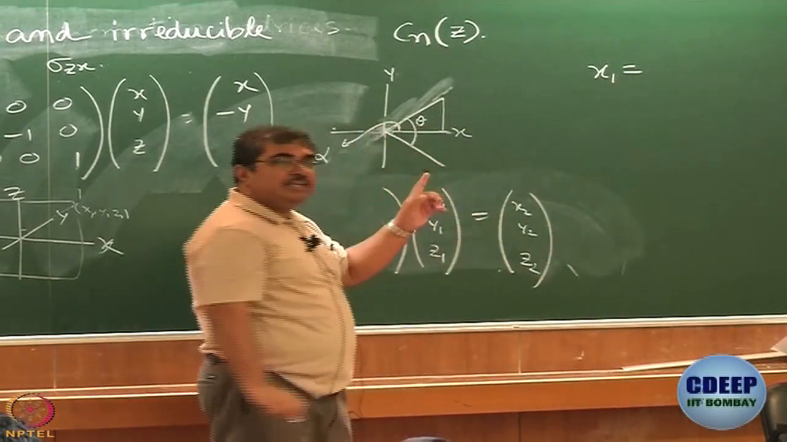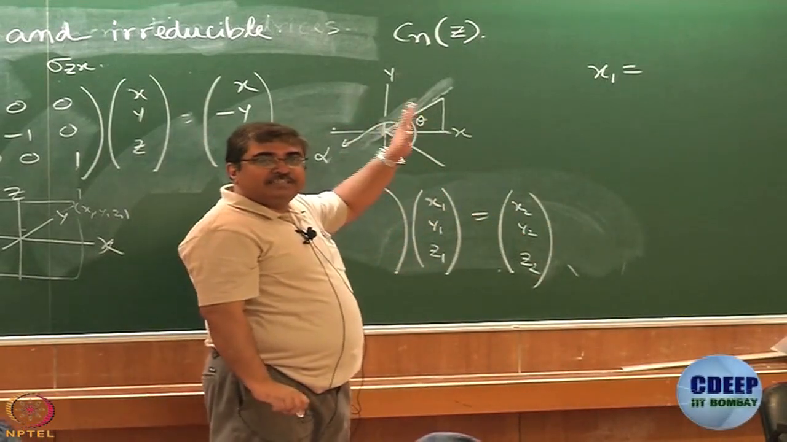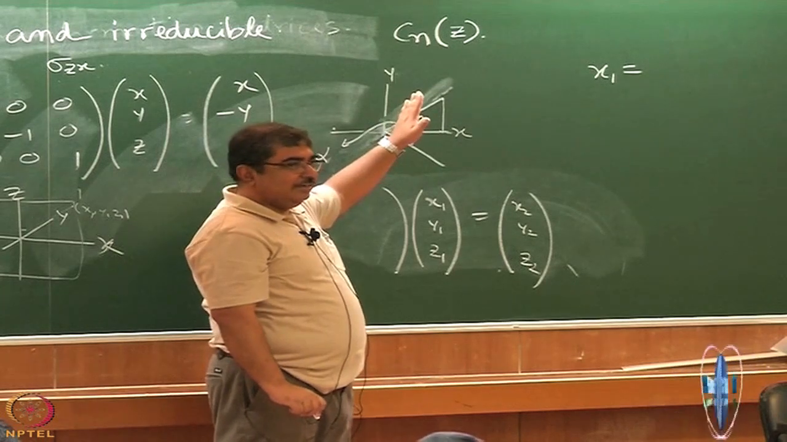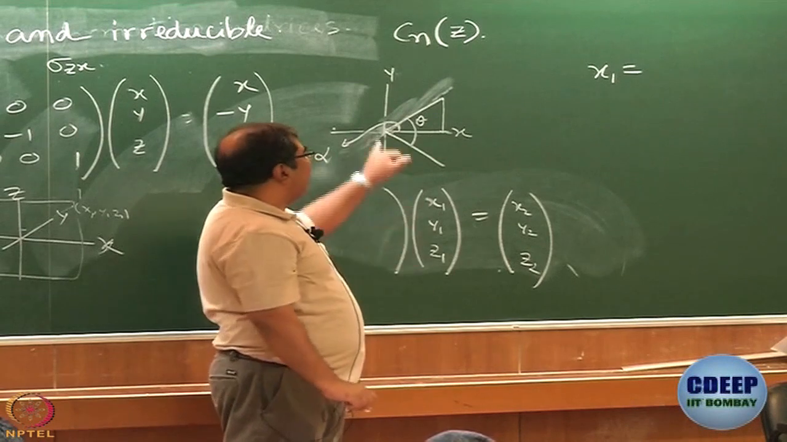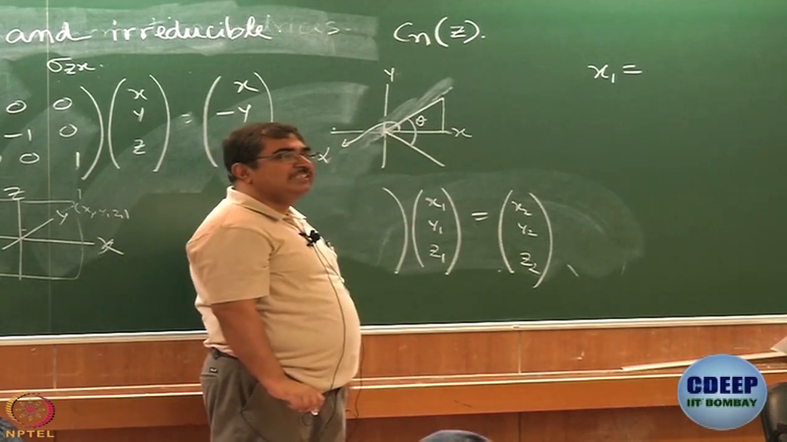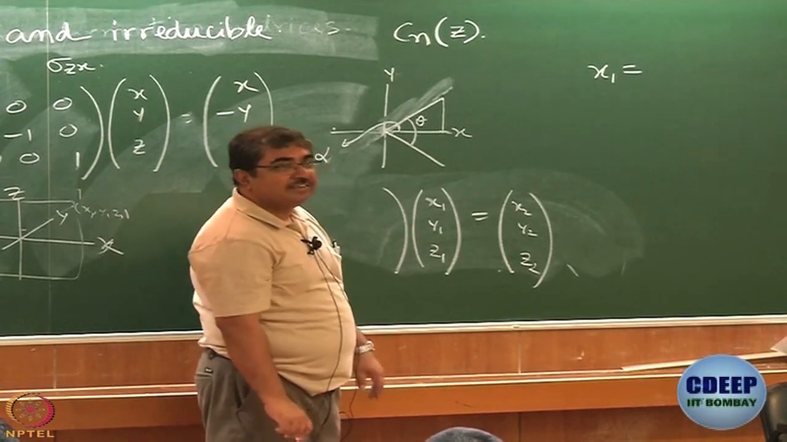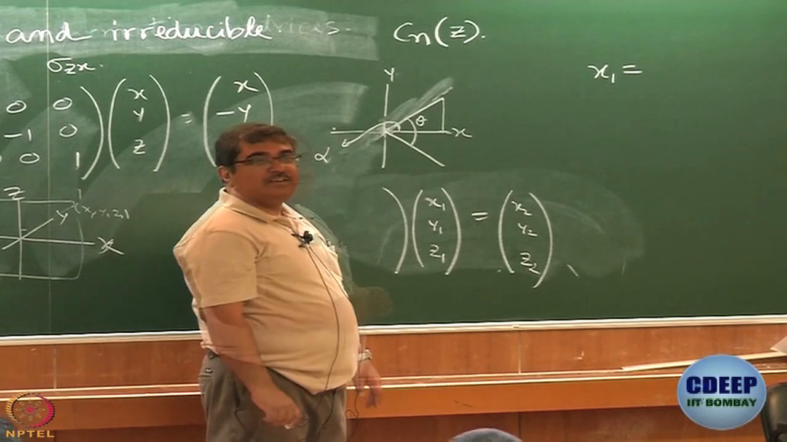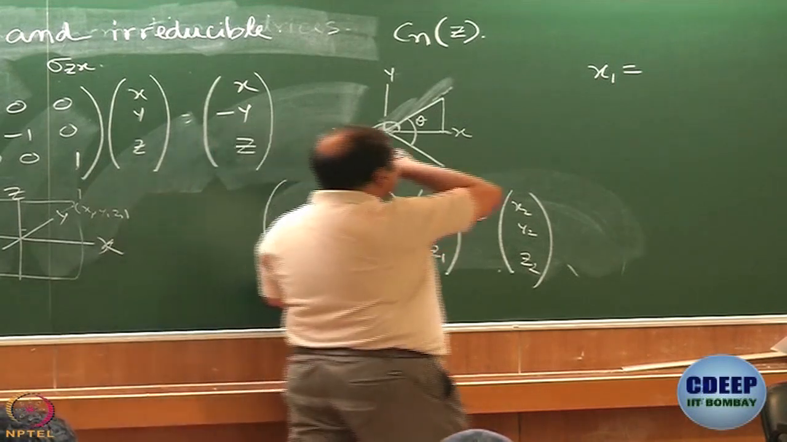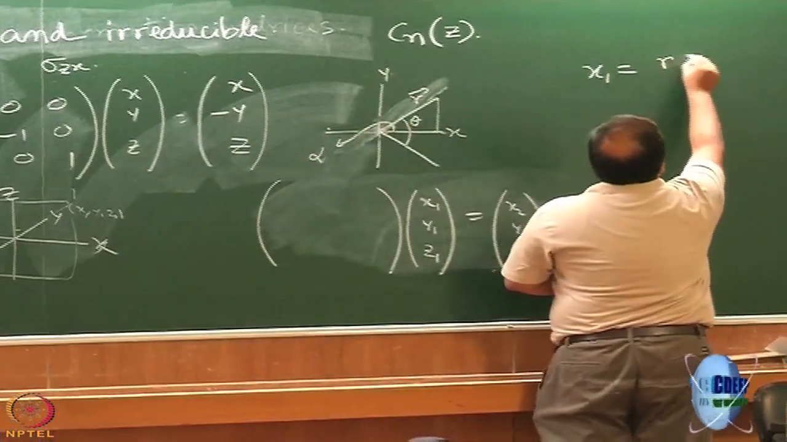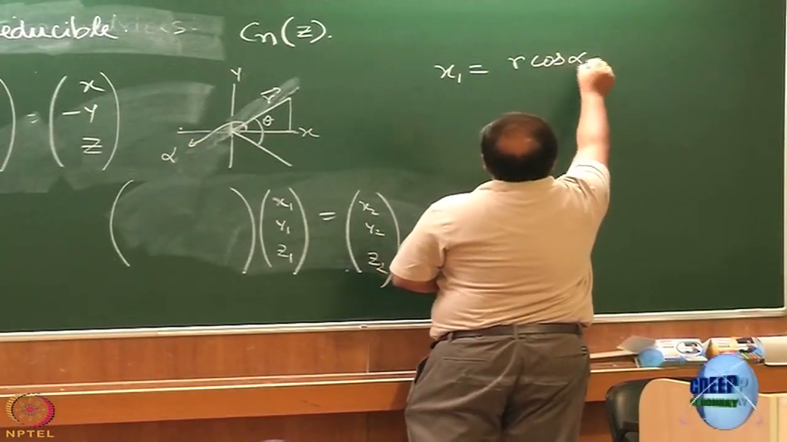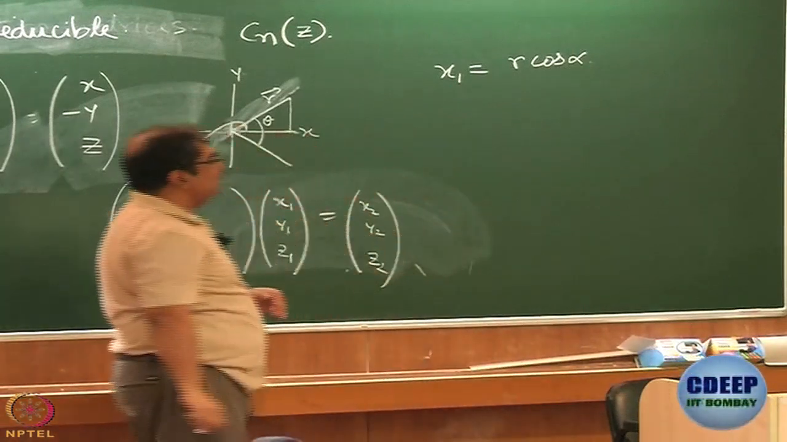x1 is the x coordinate of the point in its initial position, the initial point. What is x1? The angle between the position vector and the x axis is theta, sorry, alpha. What is x1? Okay, r cos alpha. I will just not write that arrow, it's okay.